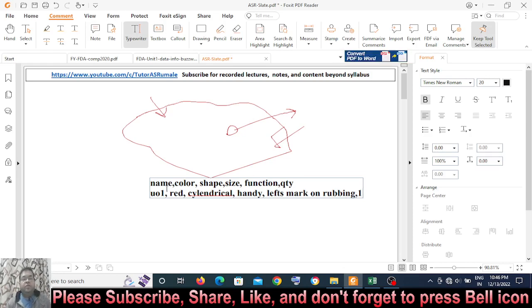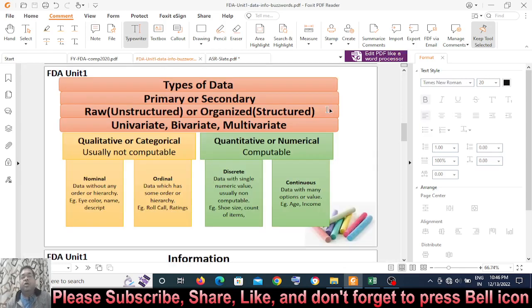Now if these things, name, color, shape, size, function, quantity, these titles are not given to this object, we call this raw data. When we give these names to the features, we call it organized data, but it is still not information. It is still raw data. This is simply organized data.